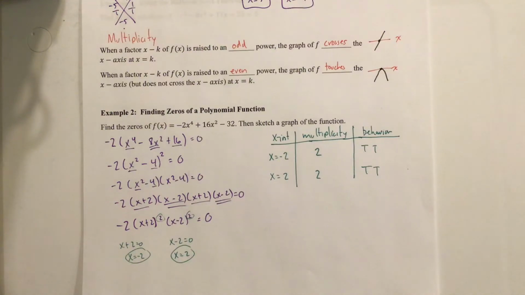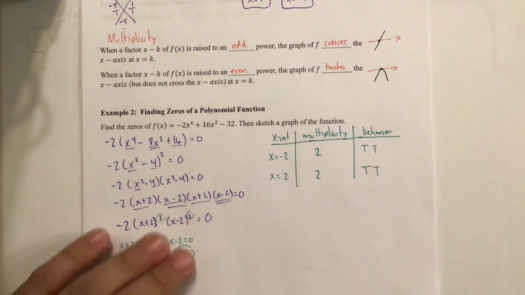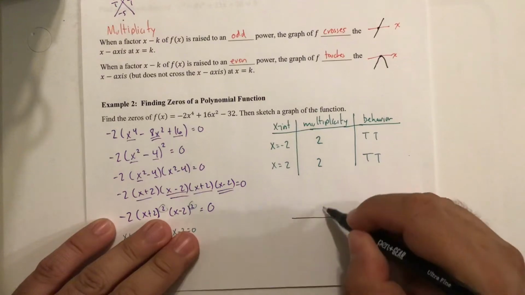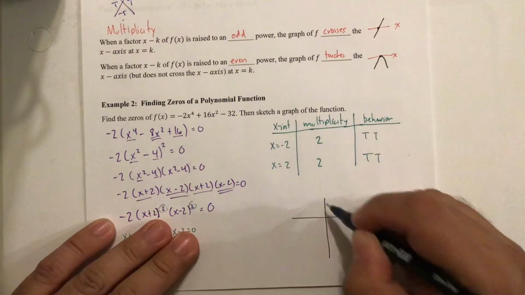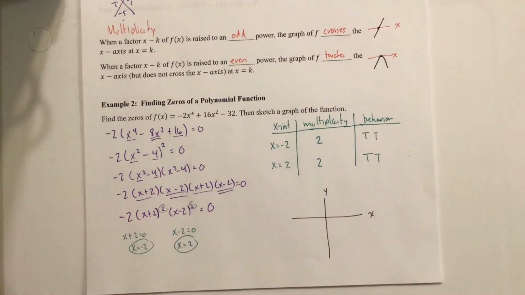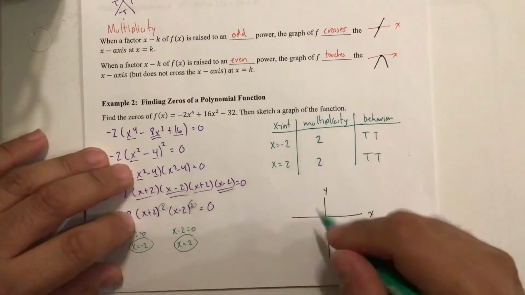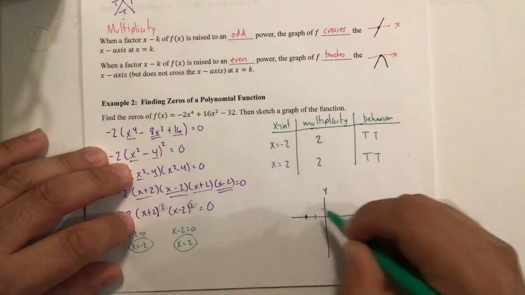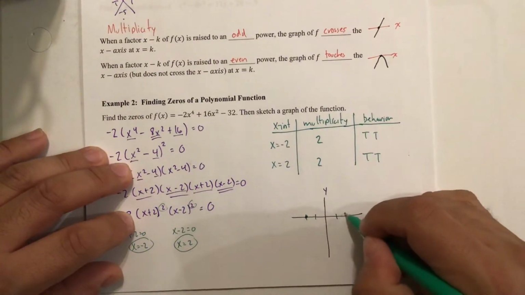Okay. So let me go ahead and draw a rough sketch of a graph here. This will be the x-axis, and this will be the y-axis. We know we have two intercepts. One is at negative 2, and one is at positive 2.